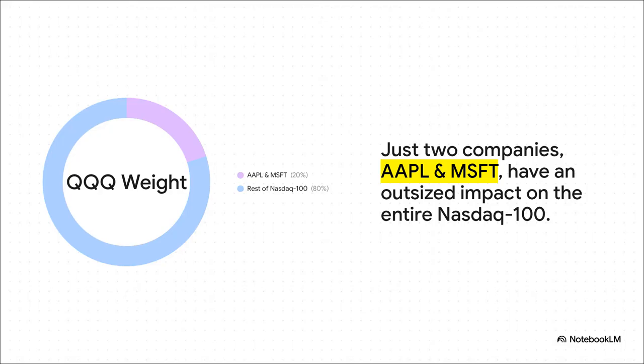And just look at this. This shows you the sheer concentration of power we're talking about in the NASDAQ. Just two companies, Apple and Microsoft, make up almost 20% of the QQQ. So what does that mean for you, the trader? It means their individual gamma levels can act like a huge tailwind or a massive headwind for the entire index. Watching these two is absolutely non-negotiable.